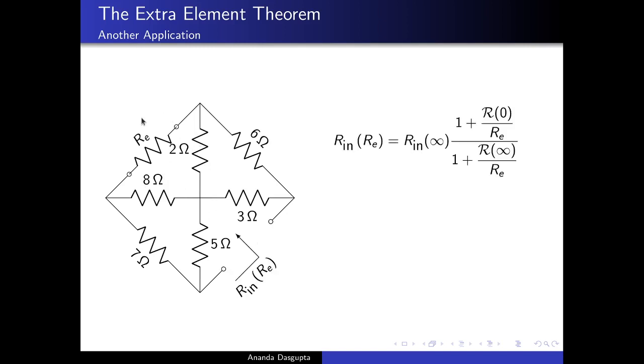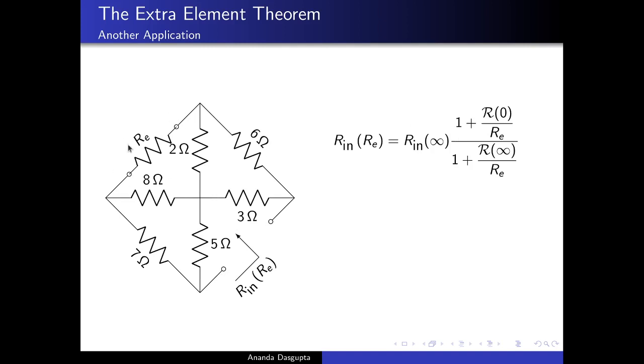So instead of 4 ohm, I've just put in a Re here. So that's the more general situation. I want Rin as a function of Re. And once again, this is the formula that we have. So can we calculate these three quantities? Let's try. Rin infinity is what we get as the impedance between these two terminals when I open this out.